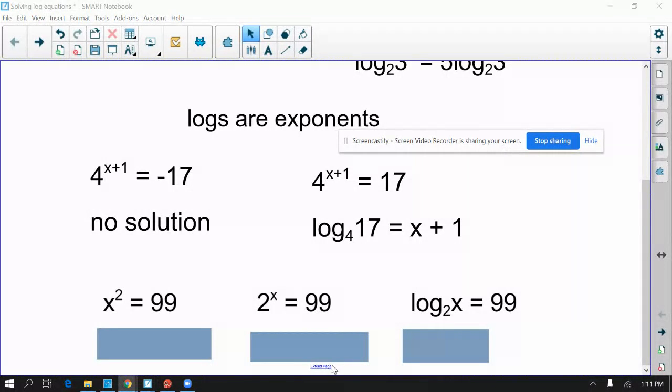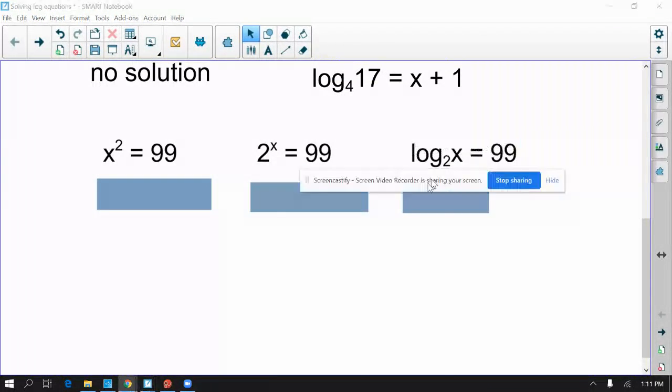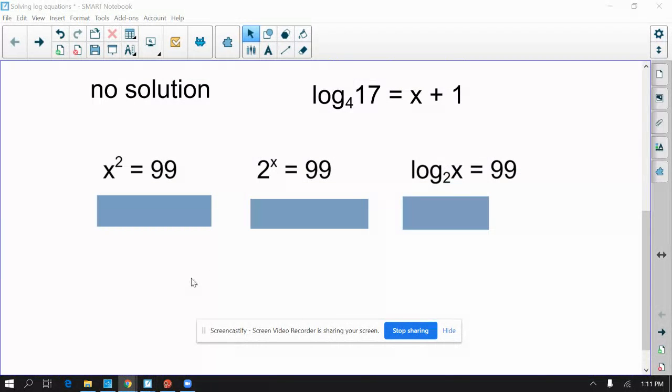All right, how would I solve these three? What would be my first step in solving these three? They all have a 99. Some unknown squared equals 99. 2 to some unknown equals 99. And log base 2 of some unknown equals 99. So they all equal 99.